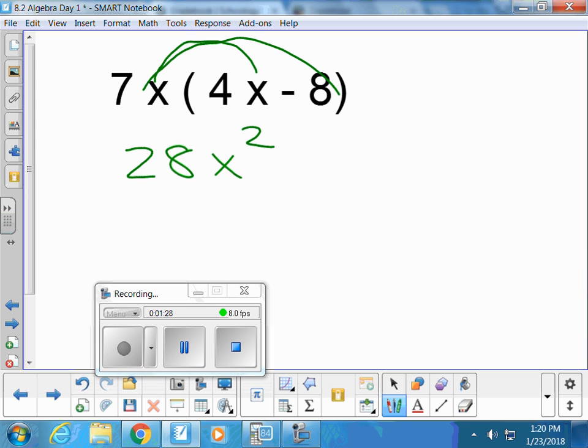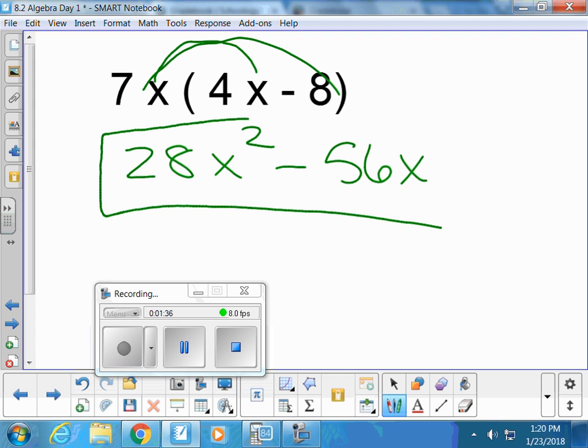7x times negative 8 would give me what? Negative 56x. There's our answer. It is a binomial. What is the degree? 2. Very good. Because the 2 is the highest exponent that you're seeing. Alright. Ready for another one?